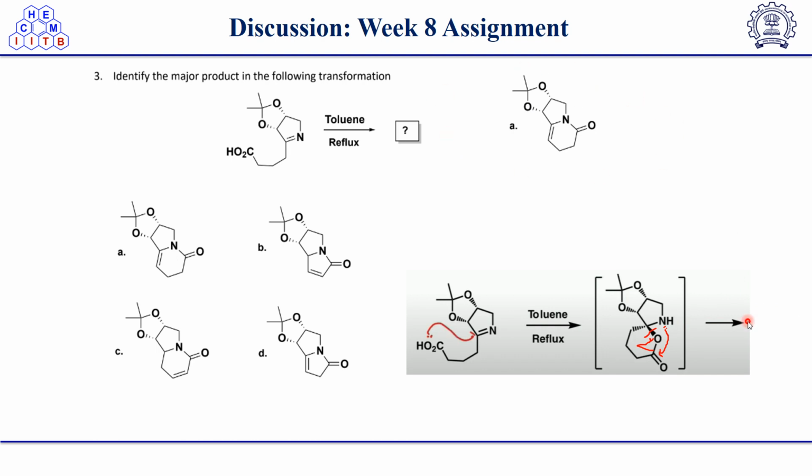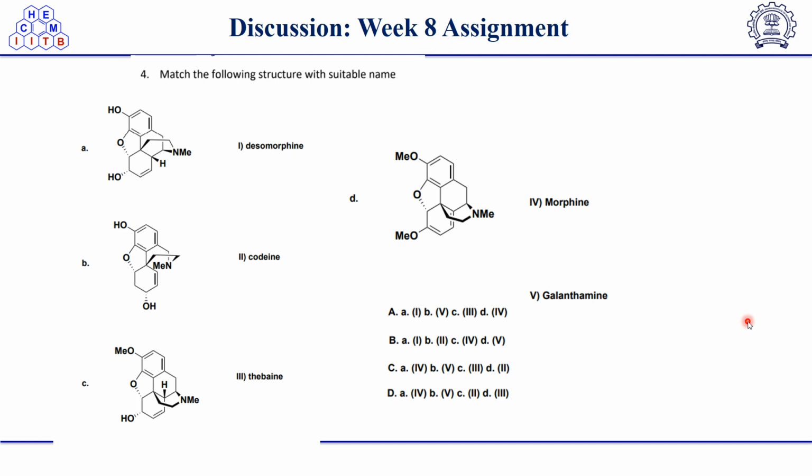product. Moving to the next question: match the following structures with suitable names. Here four structures are given and five compounds are given: desomorphin, codeine, thebaine, morphine and galantamine. You have to correctly match the structures and choose one option out of the four options given here.